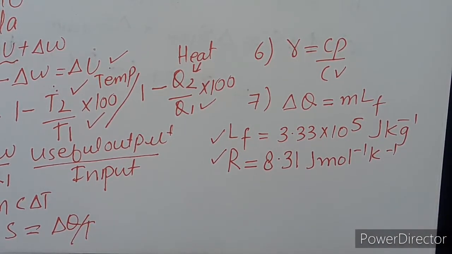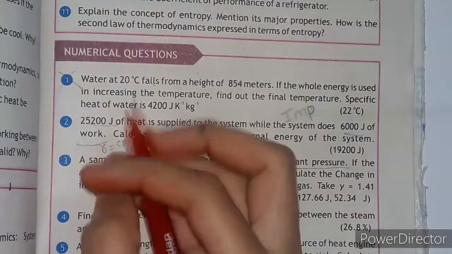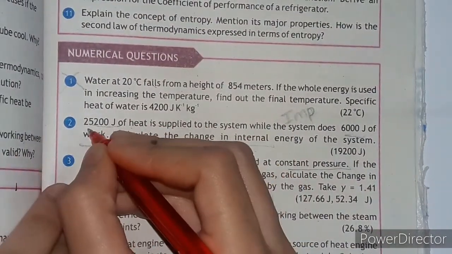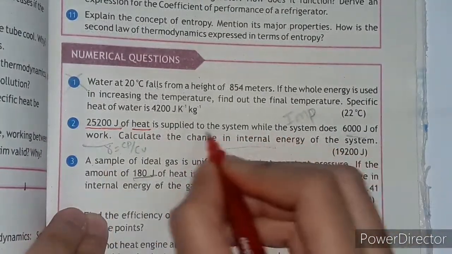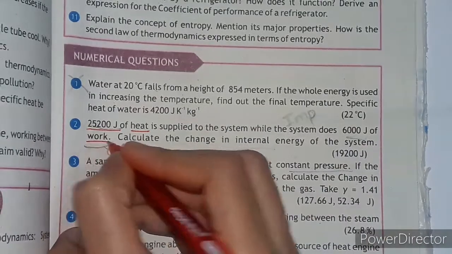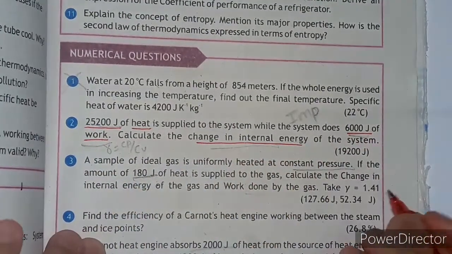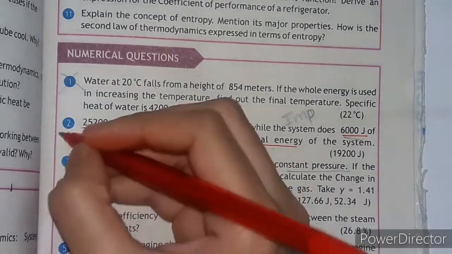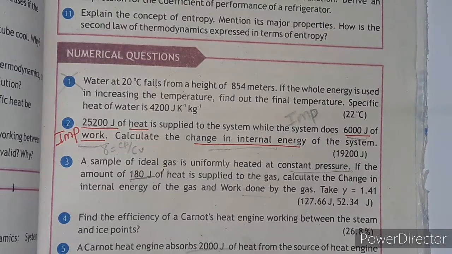Now moving towards the problems and their solutions. So let's see. The second numerical is this: a certain amount of heat is given and we are given the work done. We have to find the change in internal energy. This question is very simple and important. Now moving towards the data and solution.